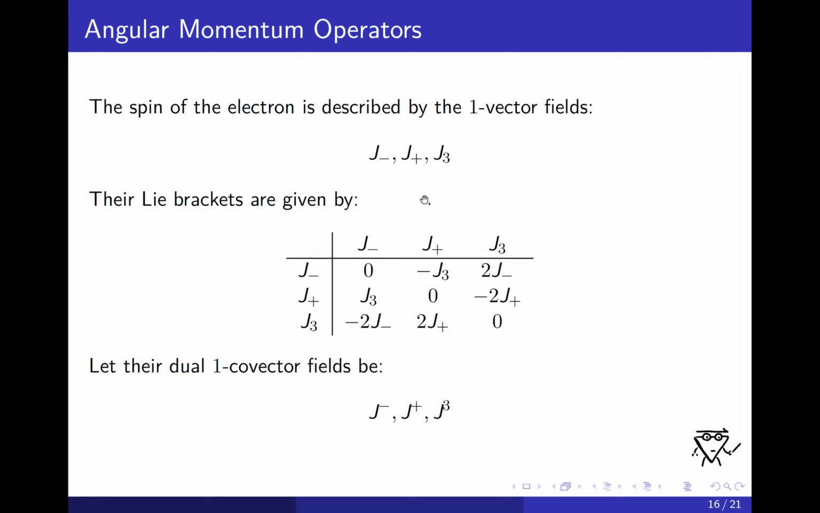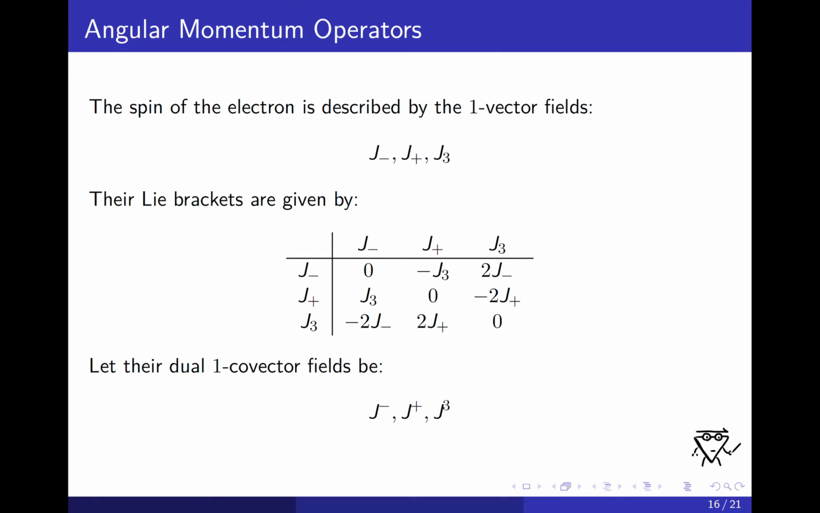Actually, the Lie algebra of SU2 is the set of traceless and skew Hermitian matrices. So none of these satisfy this requirement. Nevertheless, they are simpler than the standard basis J1, J2, J3 multiplied by i. This will be simpler, so we work with them. Their Lie brackets are given by the following table, and we would like to find a cochain complex.